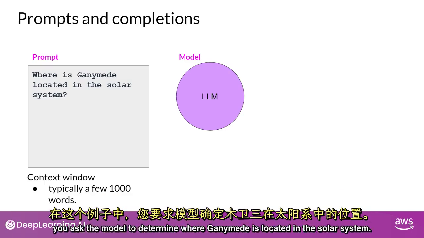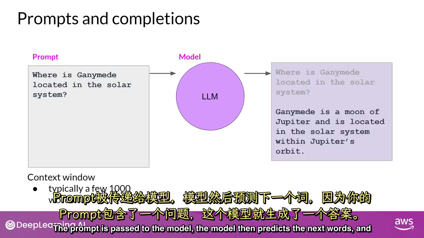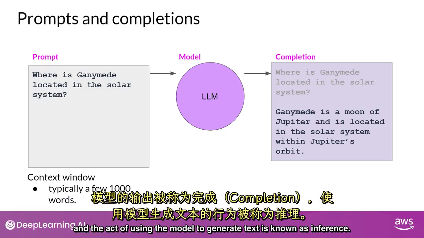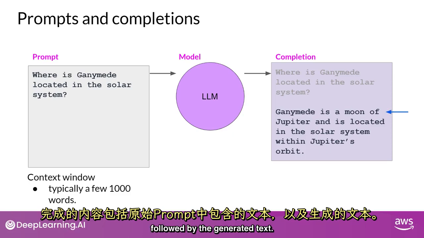In this example, you ask the model to determine where Ganymede is located in the solar system. The prompt is passed to the model. The model then predicts the next words, and because your prompt contained a question, this model generates an answer. The output of the model is called a completion, and the act of using the model to generate text is known as inference. The completion is comprised of the text contained in the original prompt, followed by the generated text.